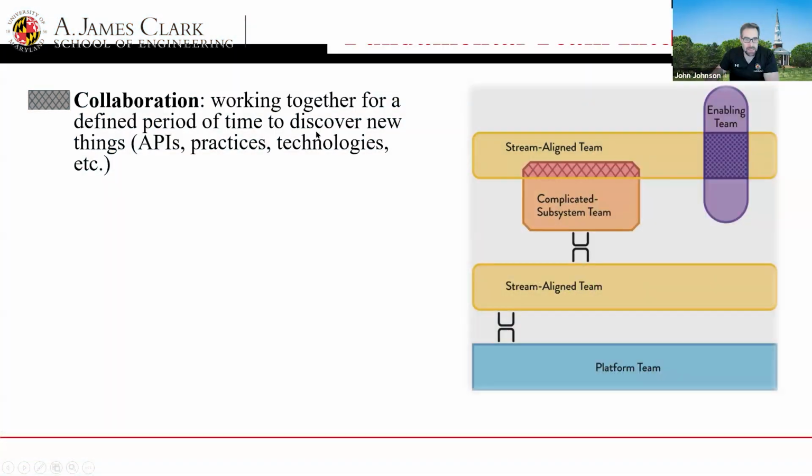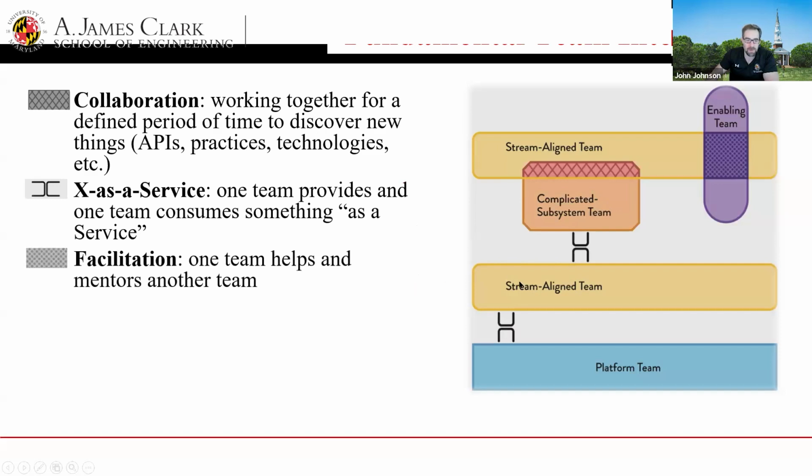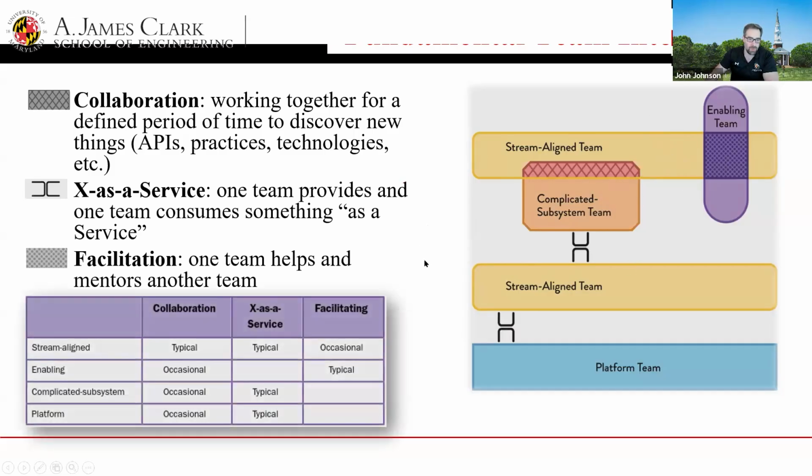You're going to have collaboration, where teams work together to define a new API, a practice, or technology, and that might be during the period where a complicated subsystem team works with a streamlined team. You're going to have interactions which are as a service, which really help to decouple the teams from each other. Facilitation, that's where the enabling team or another team is working to help another, mentor, guide, grow them. And then with those three types of interaction modes, you can combine your teams together.